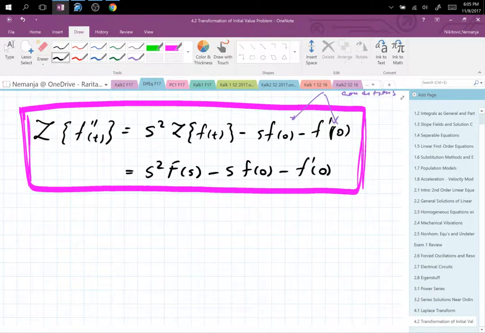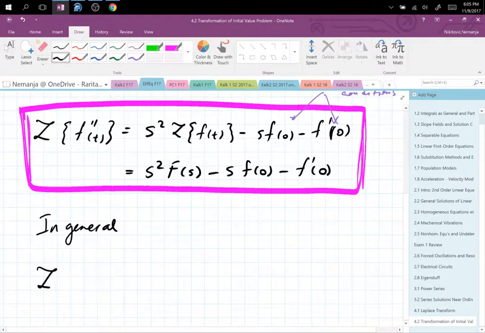So now in general, this is if you see the third derivative, fourth derivative in a differential equation and so on. So in general, the Laplace transform of the function's nth derivative, remember the notation, right? It's the n in parentheses. So if you need the seventh derivative, the derivative is like that.